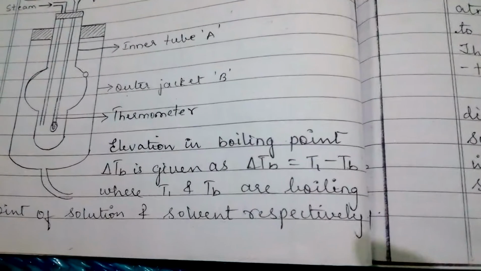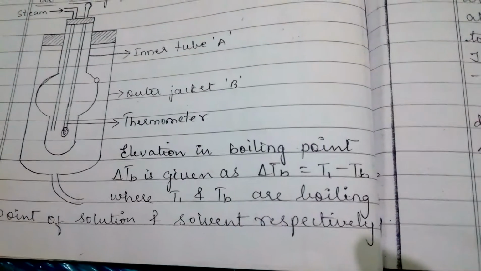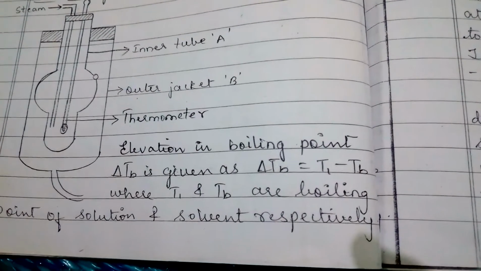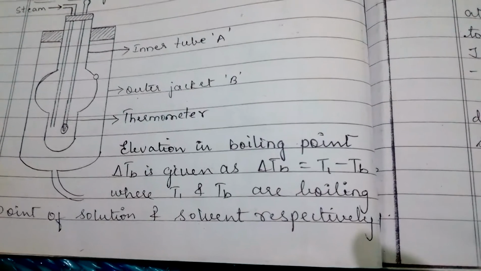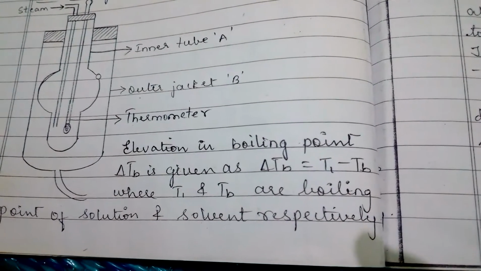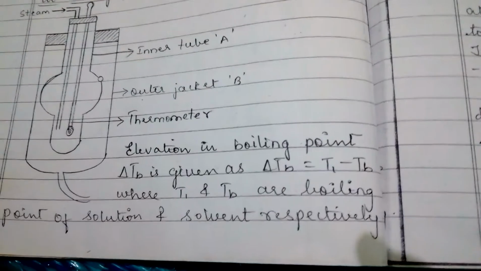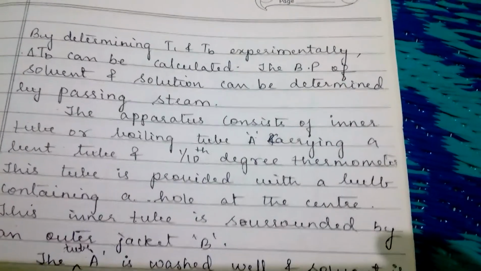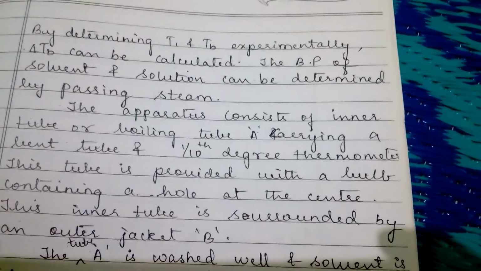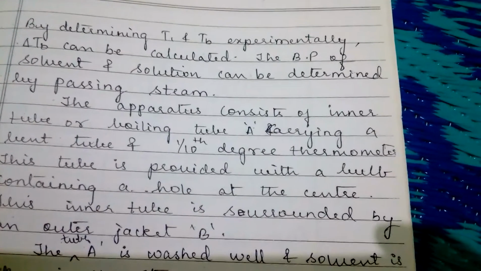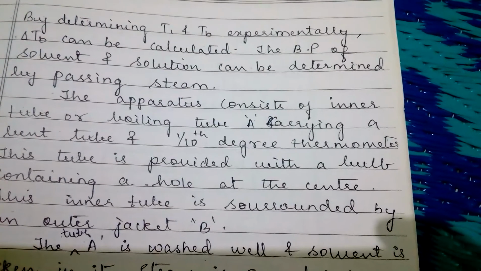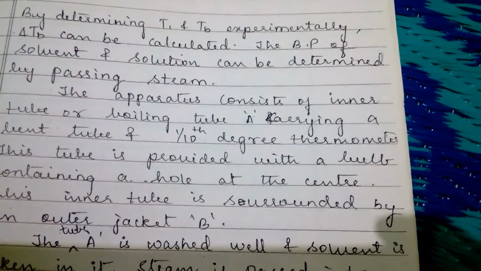Now let us come back. Elevation in boiling point delta Tb is given as delta Tb is equal to T1 minus Tb, where T1 and Tb are boiling points of solution and solvent respectively. By determining T1 and Tb experimentally, delta Tb can be calculated. The boiling point of solvent and solution can be determined by passing steam, as shown in the figure.